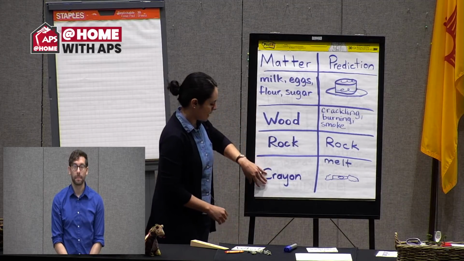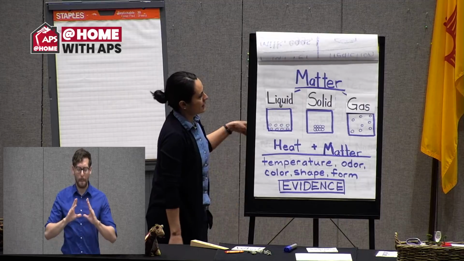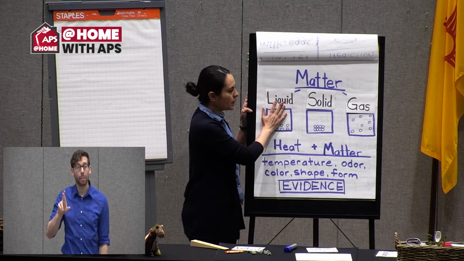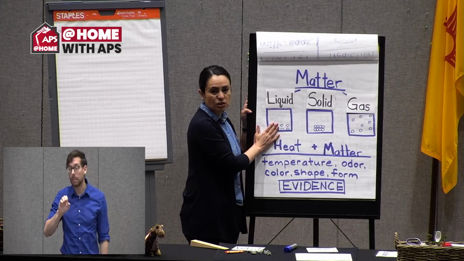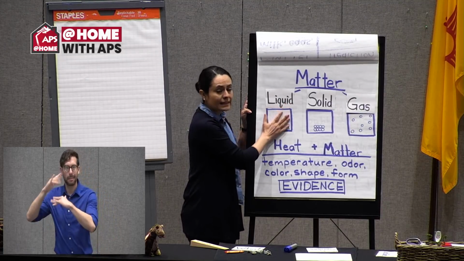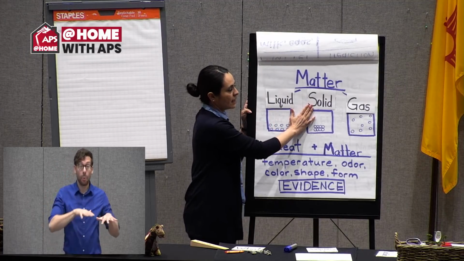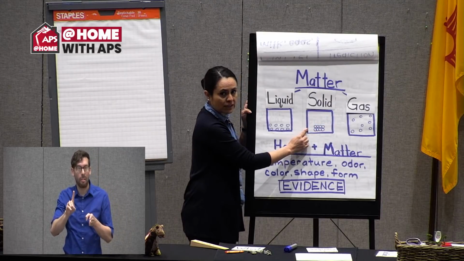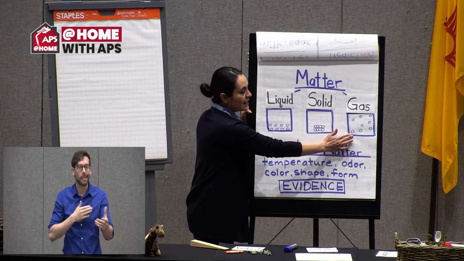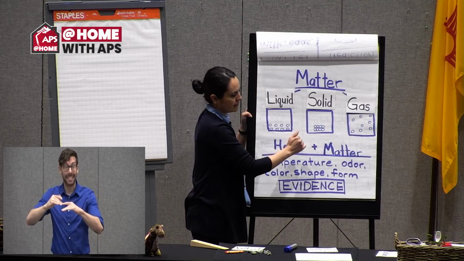Let's review again what matter can look like. Matter can take the form of a liquid, a solid, or a gas. And I drew here some dots to represent that. So a liquid takes up the space of whatever container it's in. A solid keeps its shape. It wouldn't fill in whatever container it's in. And then a gas fills up the entire container it's in.